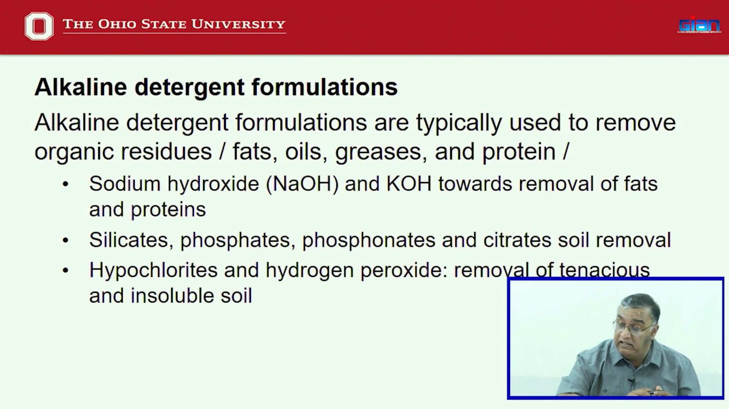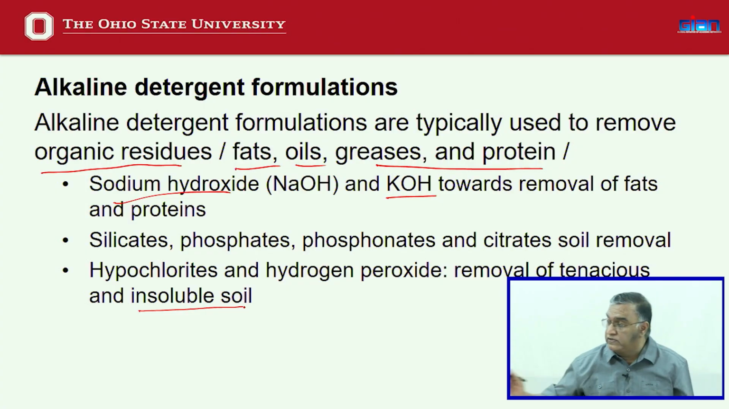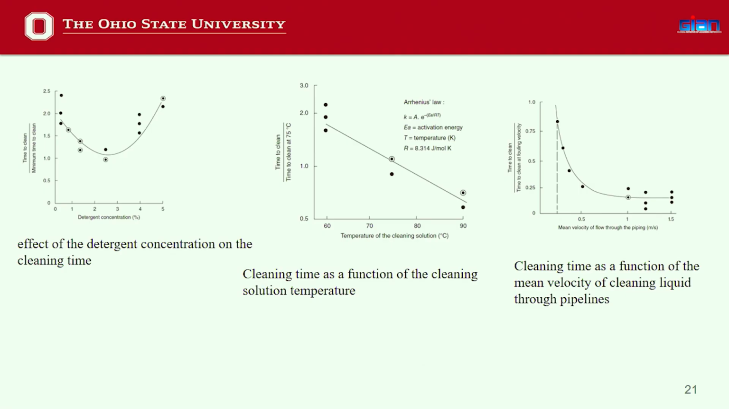What types of alkaline detergents are used? Typically, alkaline detergents are used to take care of organic residues, fats, oils, greases and protein. Sodium hydroxide and KOH are some of the common agents, and then hypochlorites and hydrogen peroxides help to remove some of the insoluble soil. Here we try to highlight how appropriate levels of these detergents are needed.